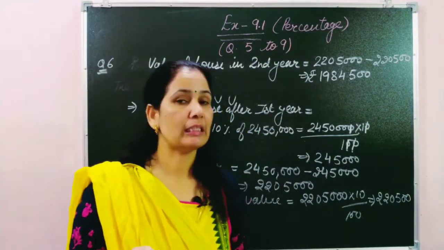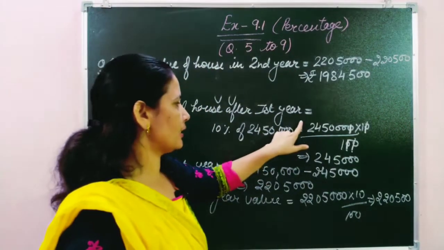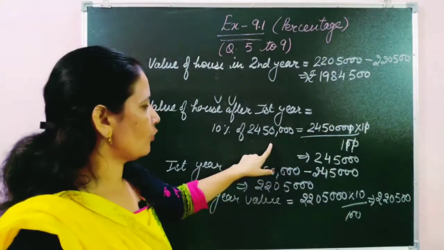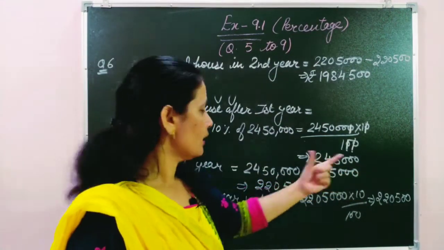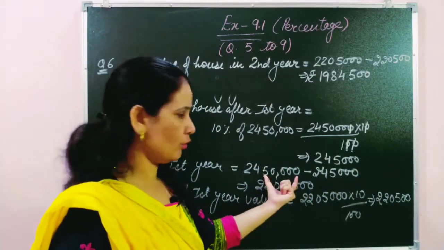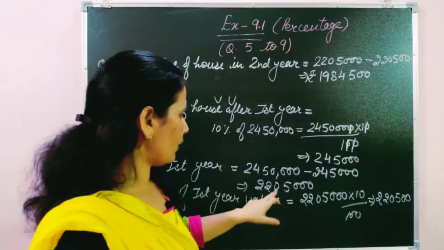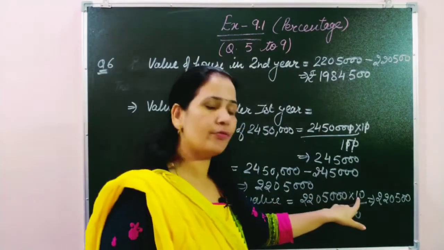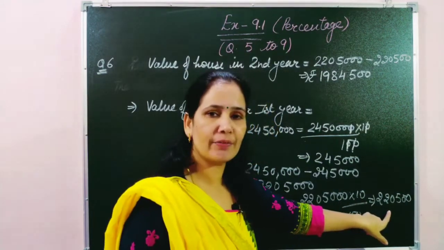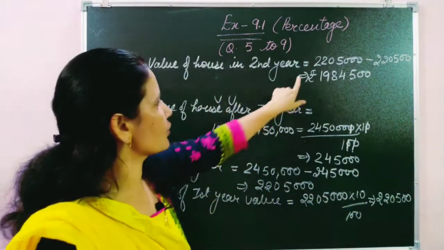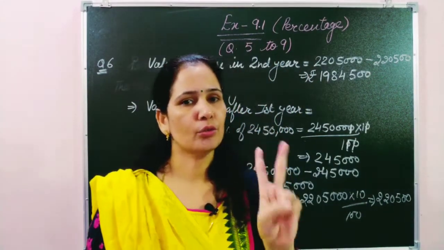So what we did in this question, that question is very easy. First we find out the 10% of the original value. 10% of the original value is 2,45,000. Subtract it from the present value, then we get the value after 1 year. Then same thing, again we have to find out the 10% of the first year value, that we get 2,20,500. This amount is subtracted from the first year value, then we get the value of that particular house after 2 years.